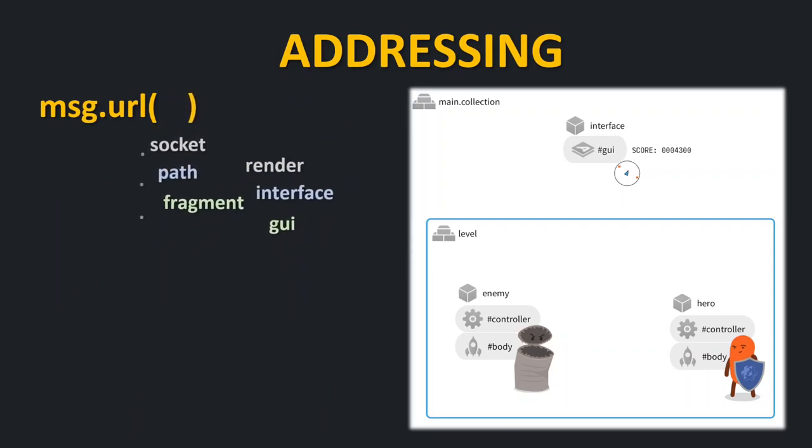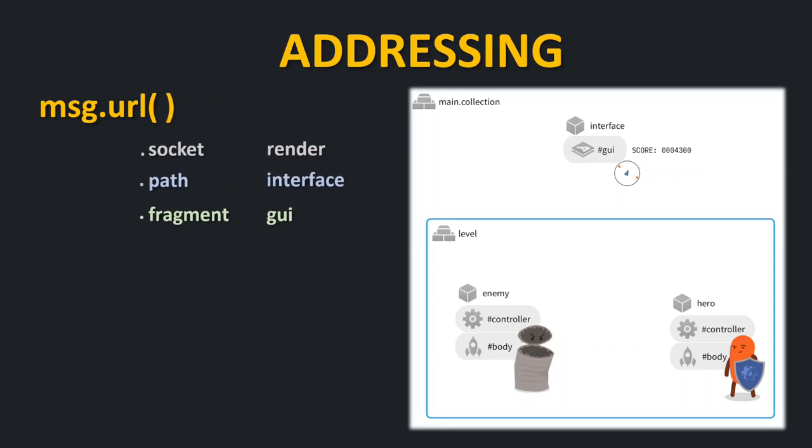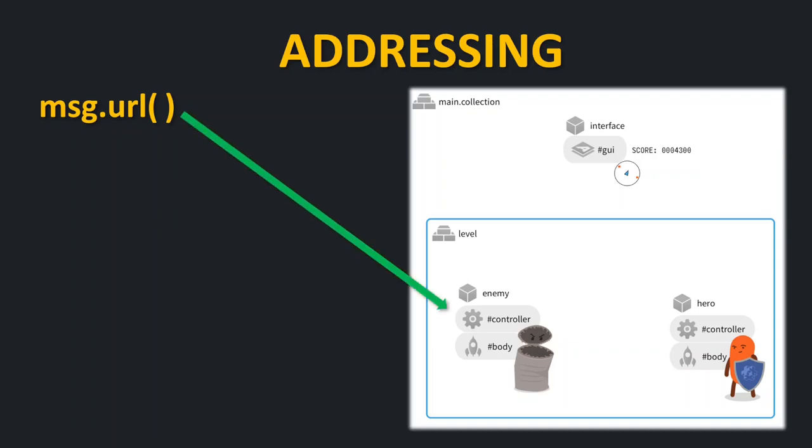You can also create an empty msg.url construct and assign identifiers separately. An empty msg.url construct is by default the address of the component in which it was created, so this particular script where you wrote it.